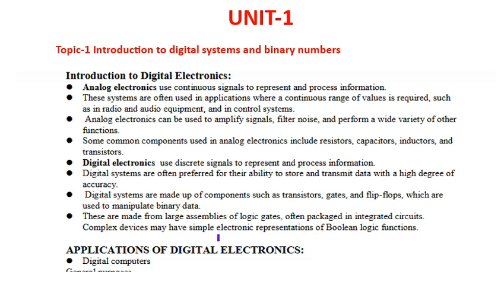Now let's understand what digital electronics is. Digital electronics uses discrete signals to represent or process information. For example, mobile phones, TVs, laptops, PCs will have discrete signals. These will be processing the data with a high degree of accuracy.